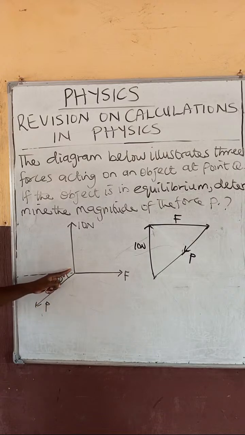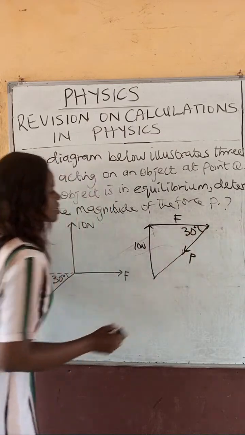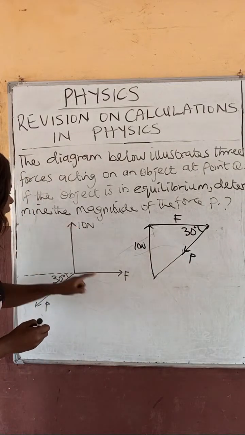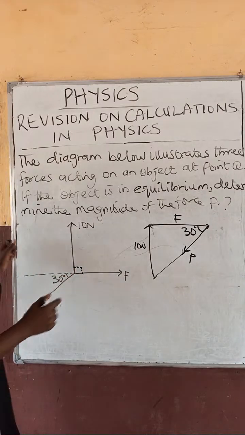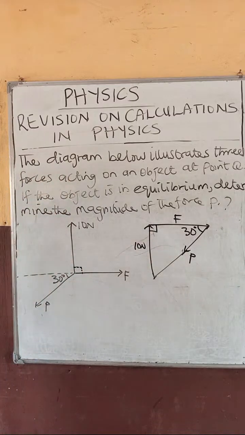It made an angle of 30 degrees with the vertical. So from here to here I have 30 degrees. Do we understand? Then the force of 10 Newton and F are at a right angle to each other. They're acting at right angle. So I have this here. Do you understand the diagram? Are you sure? All right.